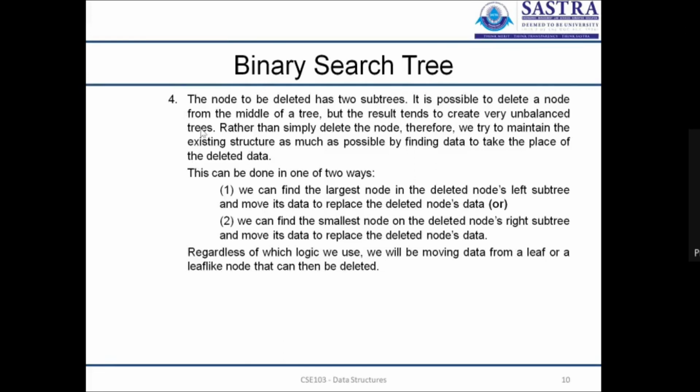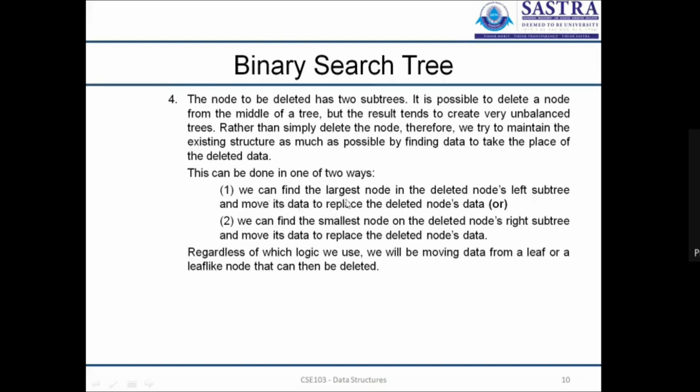The first way is we need to find the largest node in the deleted node's left subtree. If you're going to delete one node, in its left subtree, whatever the largest value available, you need to copy that largest value to the node to be deleted. Then you need to delete the leaf node. We already know that in a binary search tree, the leftmost leaf node is the smallest value, and the rightmost leaf node is the largest value. So the smallest and largest values in a binary search tree will always be leaf nodes. So move that value to the node to be deleted, then delete that particular leaf node. That is what we need to do.